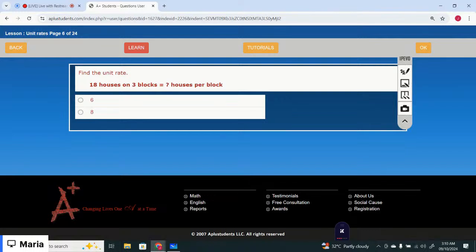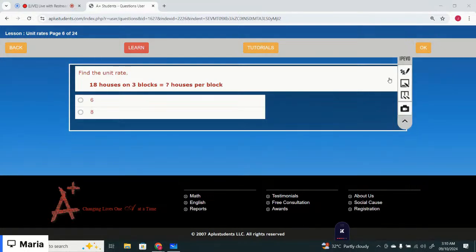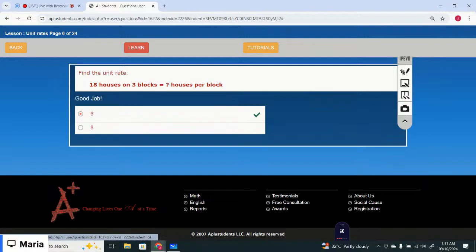18 houses on 3 blocks. So how many houses per block? Which is the correct option? You need to divide 18 by 3. So 3 times what number is 18? 3 times 6 is 18, right? So that is 6 houses per block. The correct option is option number 1, that is 6 houses per block.